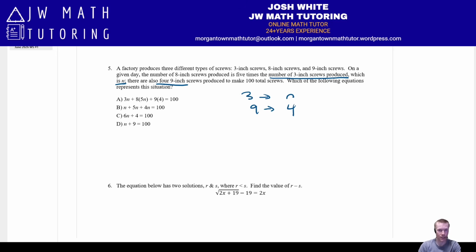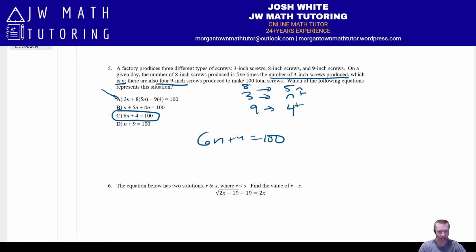And then the other one, the 8-inch, is a multiple of the one defined as n. Because notice here it says the 8-inch screws is 5 times the number of 3-inch screws. So that means this is just going to be 5n. So these expressions here represent the number of each type of screw. So you can just add all these up, 5n plus n, 6n, plus 4, set that equal to 100. Your answer is basically letter C.